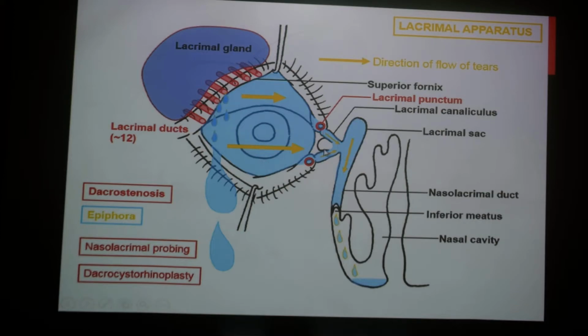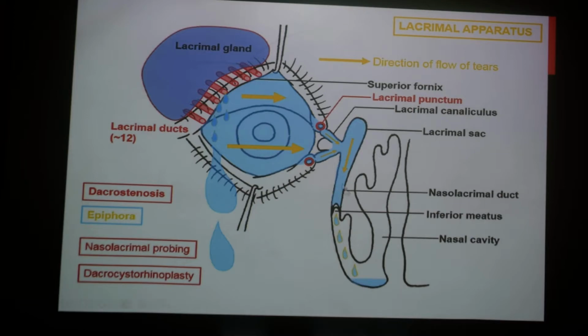Normally when you have any obstruction in the canaliculi or the duct, we do a procedure which is called probing. We put very fine probes inside the punctas and try to open up the obstruction. So in children you would find that this procedure is commonly done, the probing is done to open up the duct system.